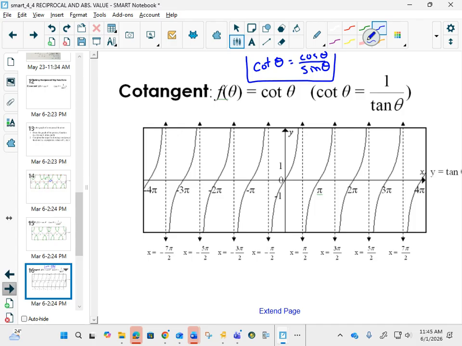I've started by graphing tangent. And so wherever tangent is 0 is exactly the same place where sine is 0. Sine and tangent are 0 at 0, pi, 2 pi, 3 pi, 4 pi, and the same thing in the negative direction. So at each of these, we're going to draw vertical asymptotes.